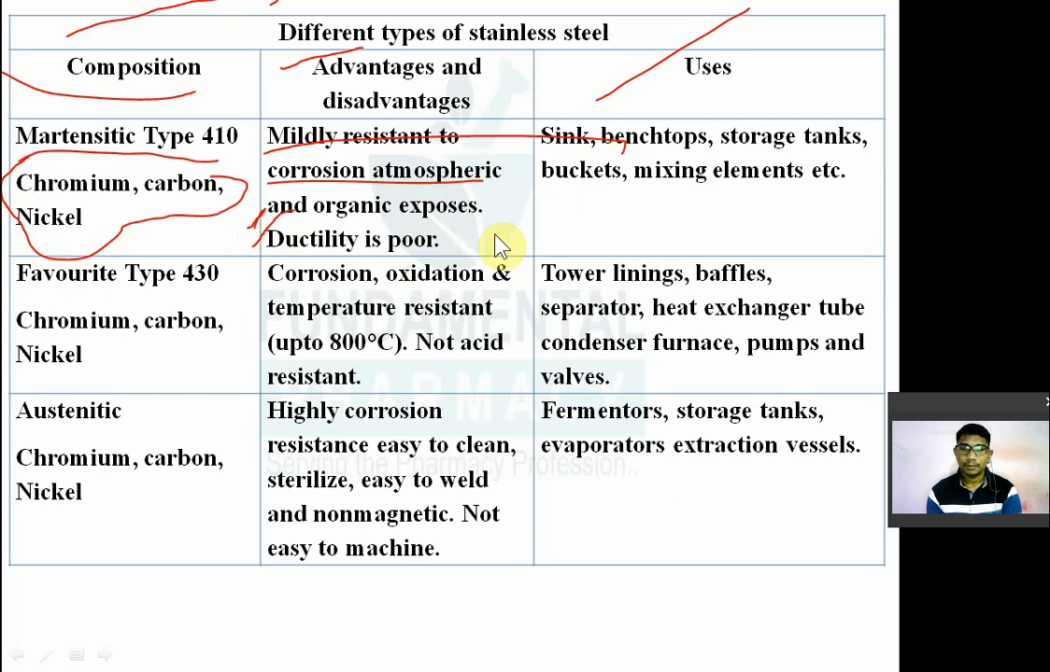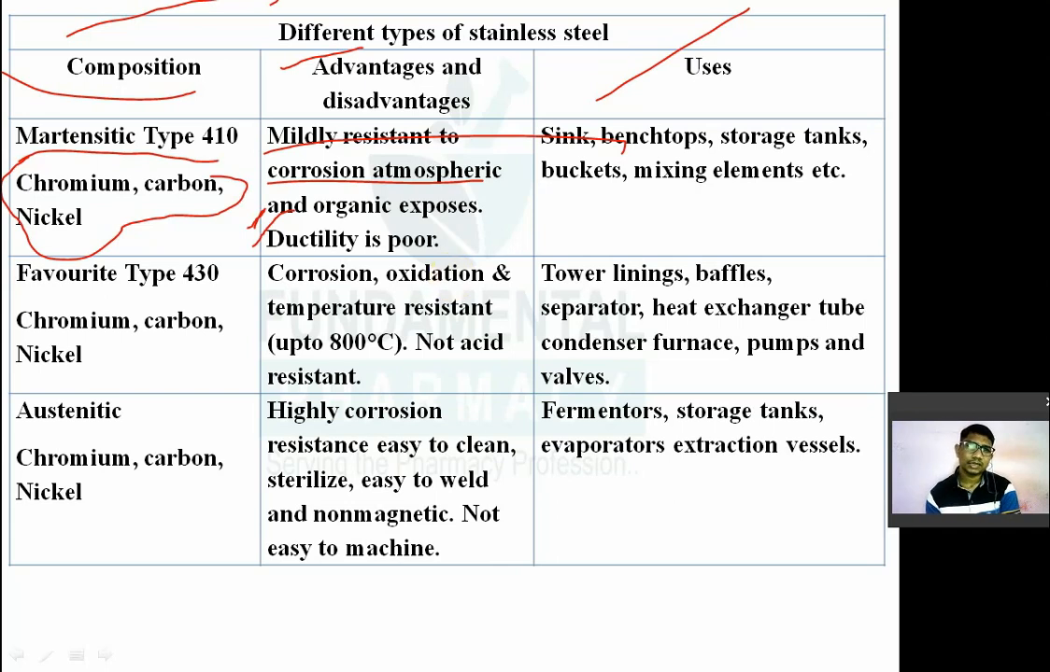Ductility means, suppose you have made a steel and later you want to make a duct from it; it is not easy to make a duct on martensitic steel. Then it is mostly used for sinks, bench tops, storage tanks, buckets, mixing elements, etc. So this type of steel, martensitic steel, is used for making sinks, like the sink you have in college, bench tops, storage tanks, buckets, mixing elements and so on.